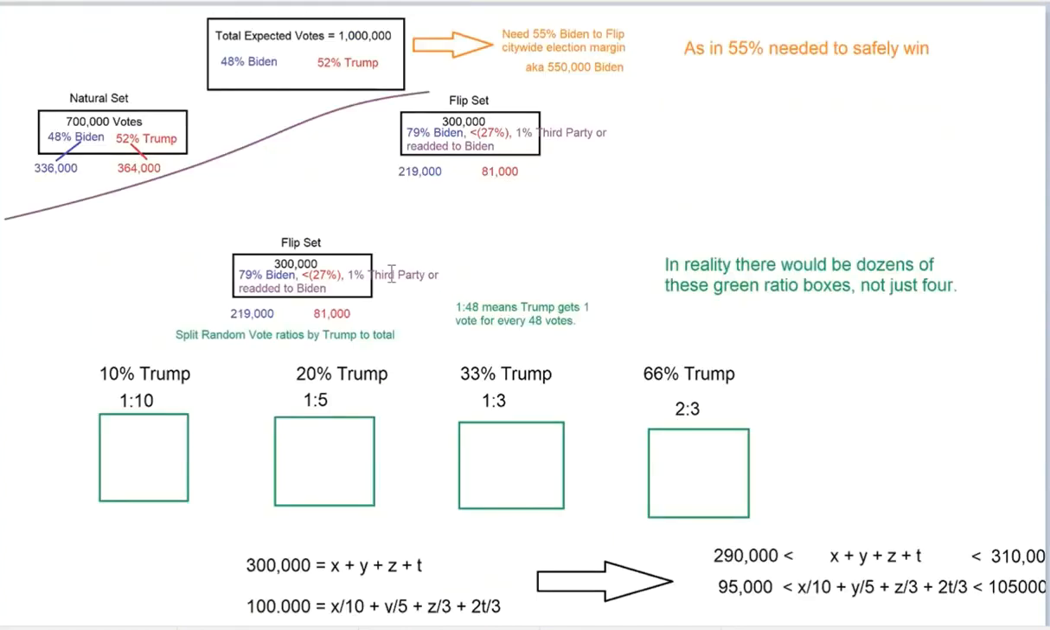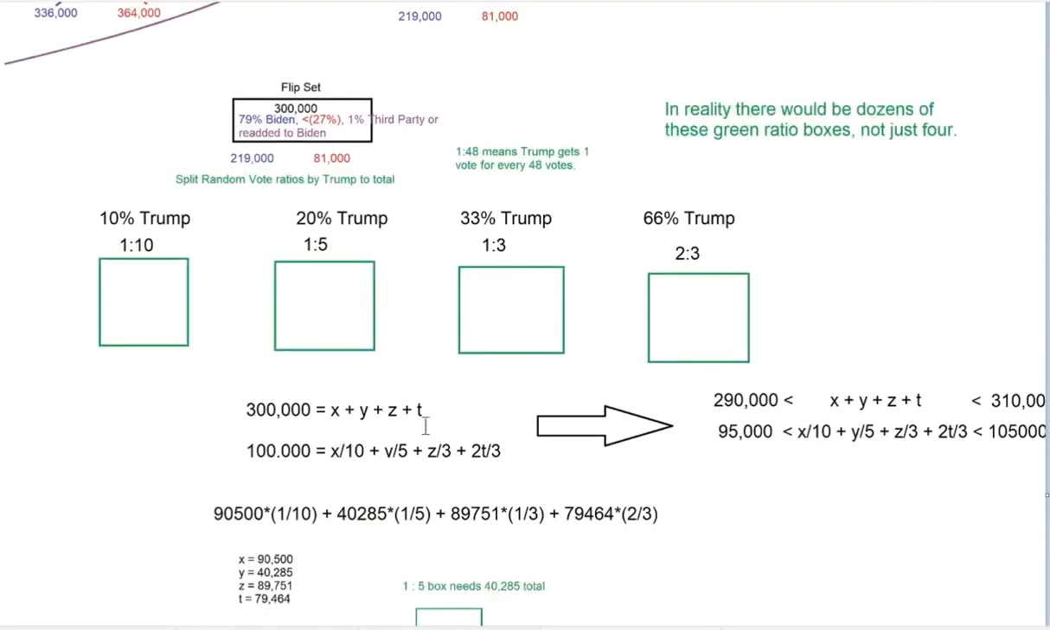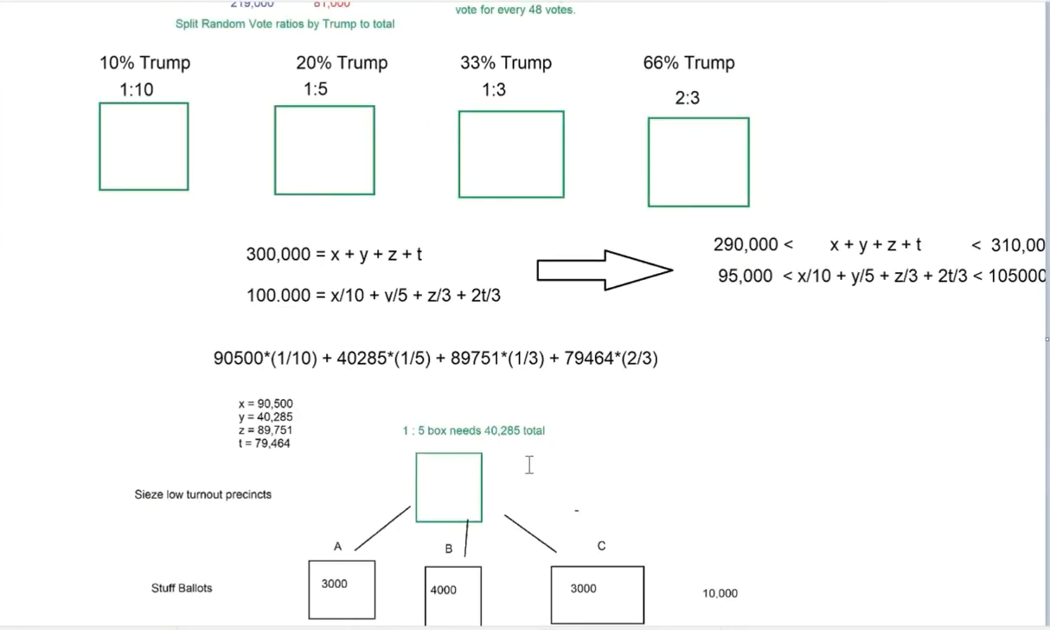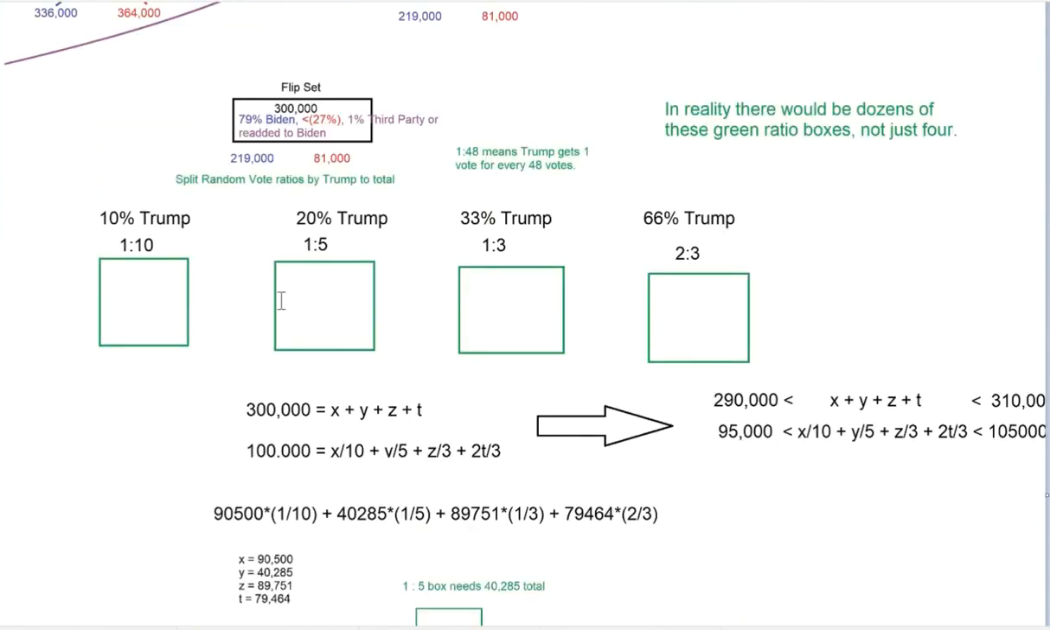There are 300,000 votes in the flip set, and Biden needs to get 219,000. So I set the number to 200,000, I think, just to make the math a little easier. How many ballots have to pass through each of these virtual precincts is the next question. So they set up a linear equation, 2 of them. The total, 300,000, is equal to x + y + z + t, one for each box. This is x, this is y, this is z, and this is t.